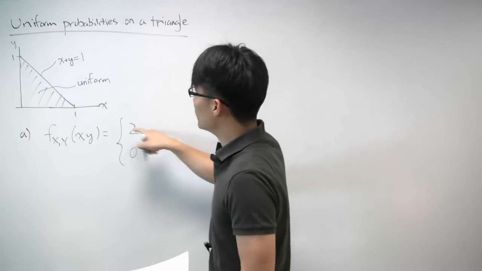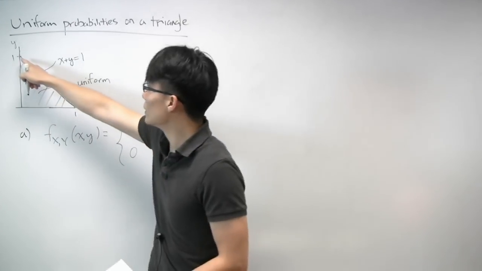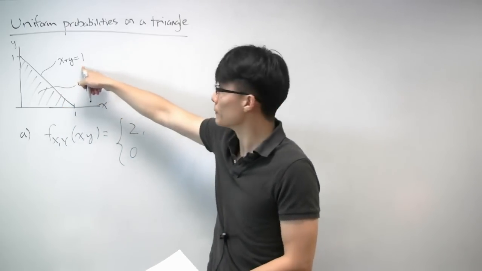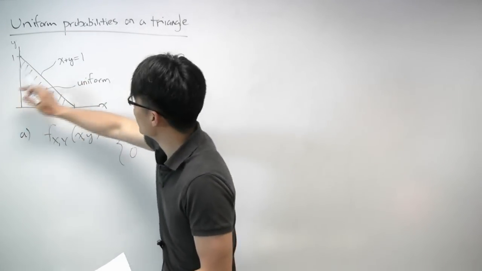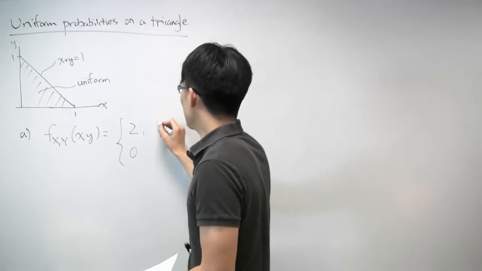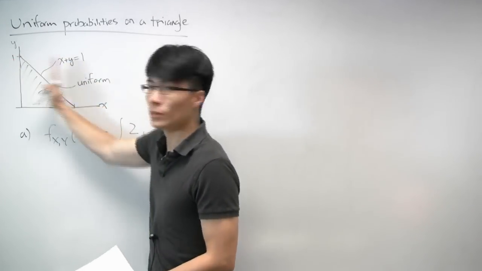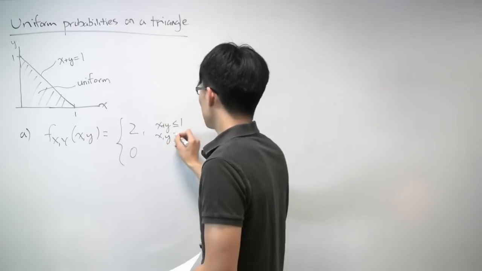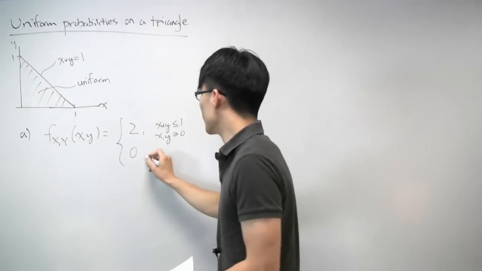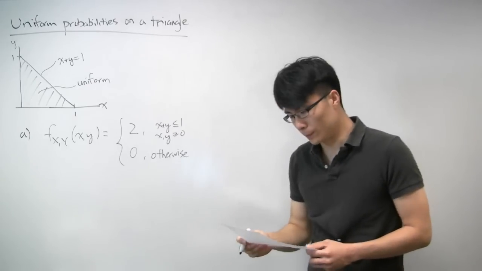So what exactly does inside the triangle mean? Well, we can write it more mathematically. This diagonal line is given by x plus y equals 1. So everything in the triangle is really x plus y less than or equal to 1, which means everything under this line. And so we need x plus y to be less than or equal to 1, and also x to be non-negative and y to be non-negative. With these inequalities, that captures everything within this triangle. And otherwise, the joint PDF is going to be 0.